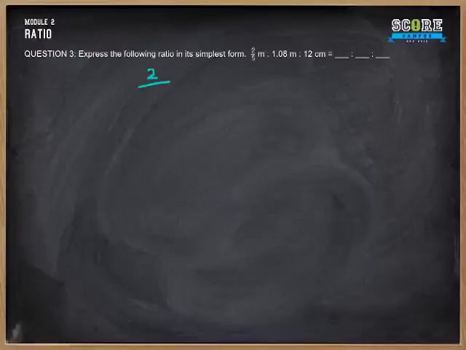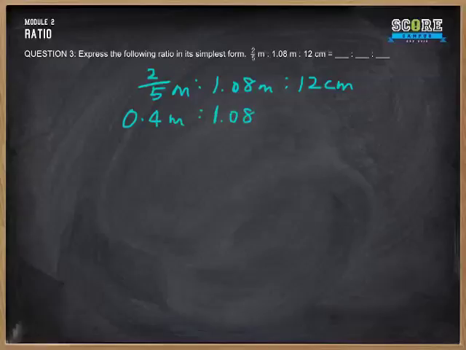Step 1. Let's write it down first. I think the first thing I would encourage you to do is to convert 2/5 into a decimal. So that's going to give you 0.4 meters, right? And the rest is going to be the same. The next step I would encourage you to do is to convert everything into centimeters. So you're going to take 0.4 and multiply it by 100. You get 40 cm. Is to 1.08 is going to be 108 cm is to 12 cm.